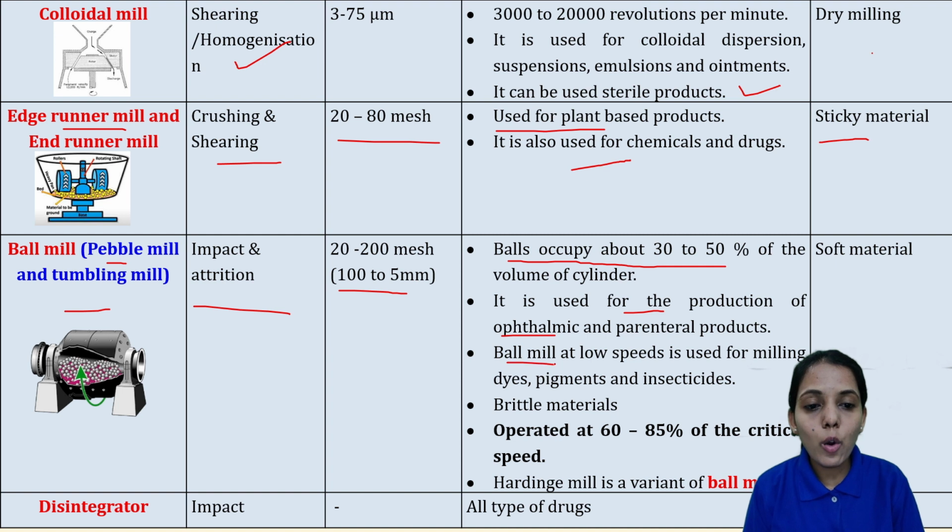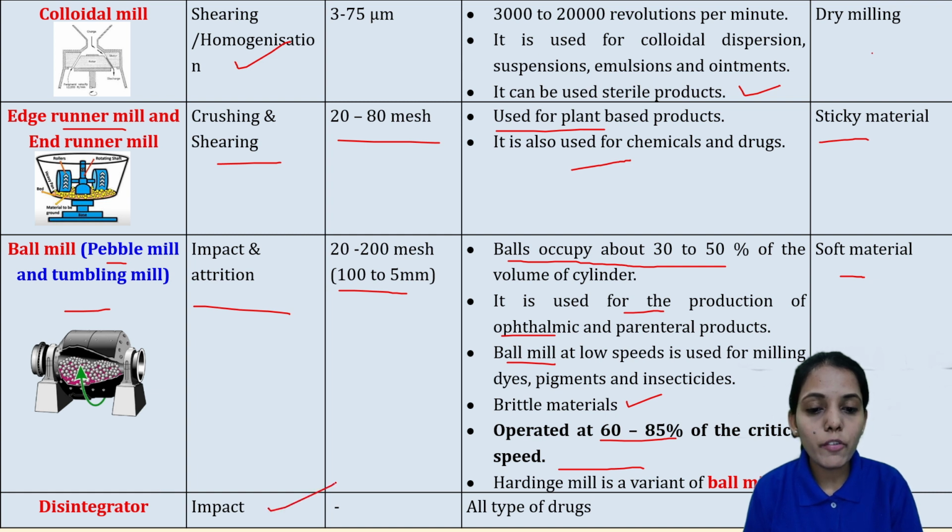Ball mill at low speed is used for milling dyes. If we use it at lower speed, it can be used for dyes, pigments, insecticides. Brittle materials can be used. It is operated at 60 to 85% of the critical speed. Hardinge mill is a variant of a ball mill. Which of the following is a variant of a ball mill? Hardinge mill is a variant of a ball mill. Soft materials cannot be used.